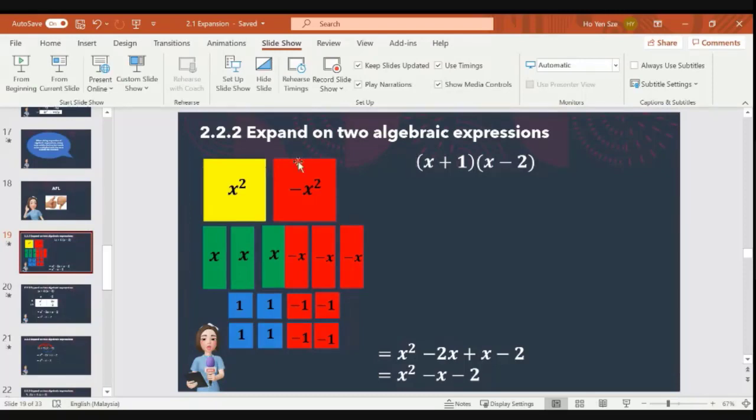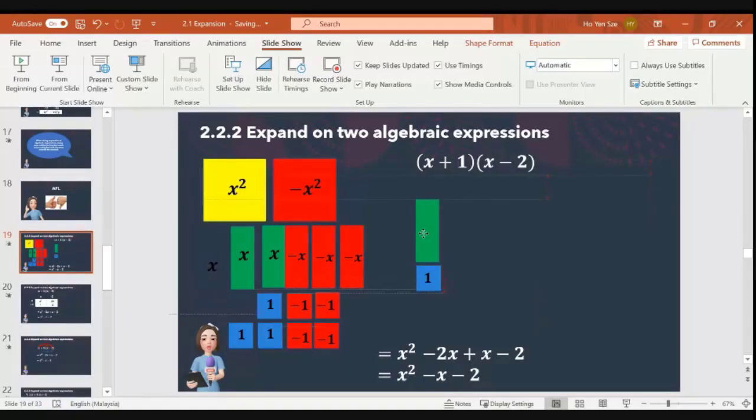So the green color, you can see the tiles here. They are also considered algebraic tiles. So x, this is 1x. The blue tile is a 1. And the red color is a negative. So x plus 1. We have the x here, so x plus 1. So I have to move this one here, plus a 1 here. x plus 1. So this is the first bracket.